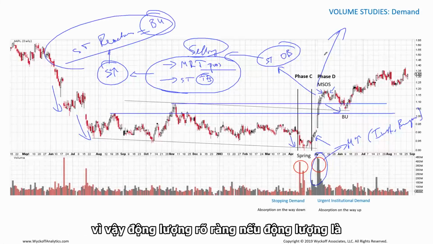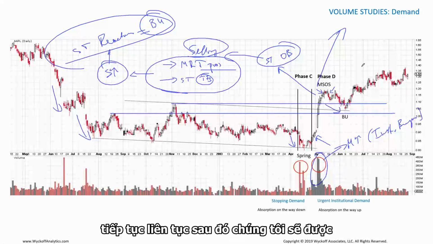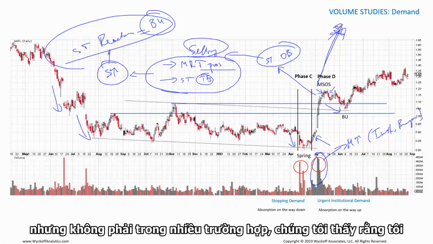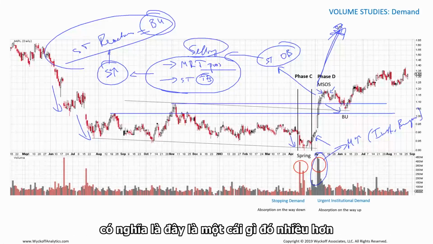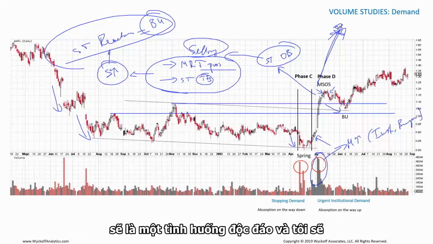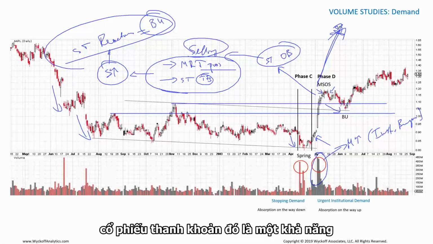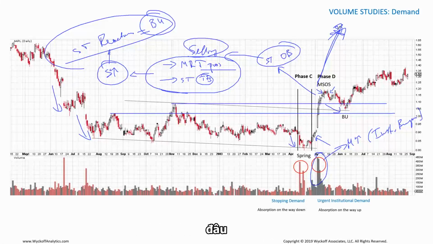So momentum, obviously, if the buying is just continuous, then we would be anticipating a continuation like this. But not in a lot of cases do we see that. I mean, this would be more of a unique situation. And I would say that in low liquidity stocks, that's a possibility, where big institutions are not available and smaller players could manipulate the stock more freely.